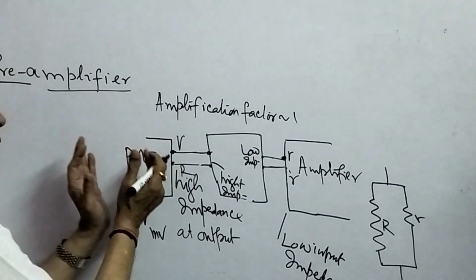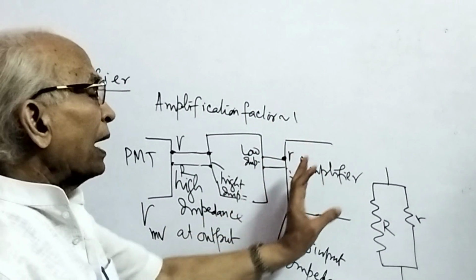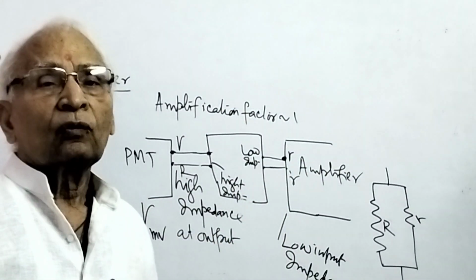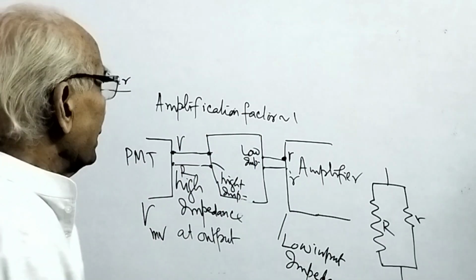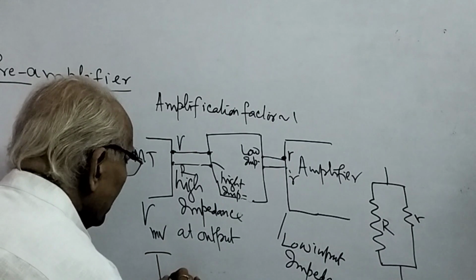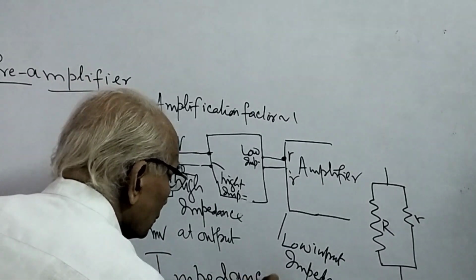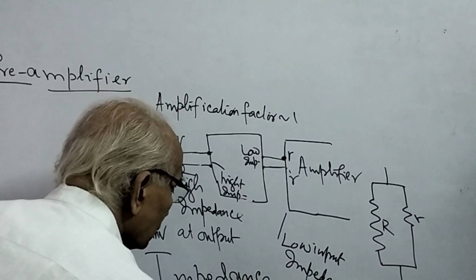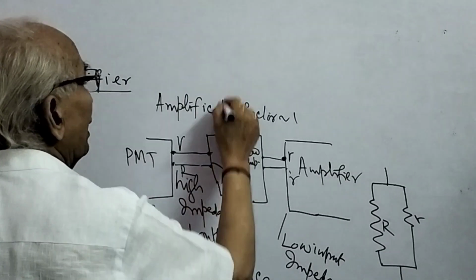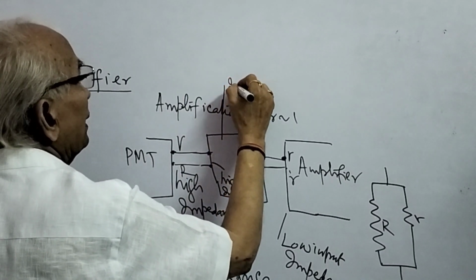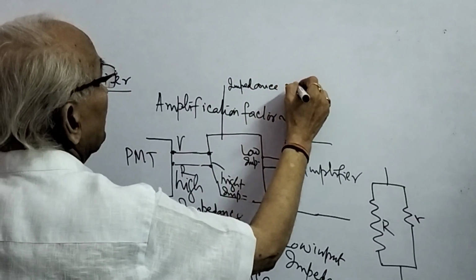To couple a high impedance photomultiplier tube with a low input impedance amplifier, we need a circuit which has no amplification, which has impedance matching. So this is called impedance matching. This is a preamplifier, used as an impedance matching device.